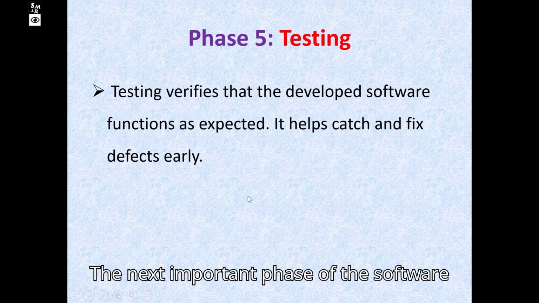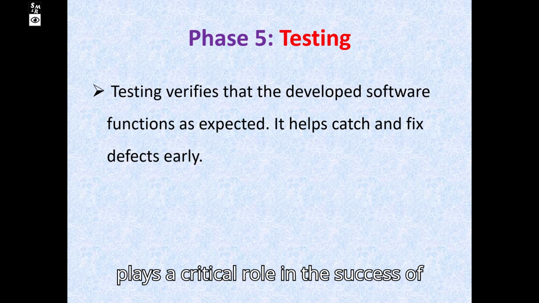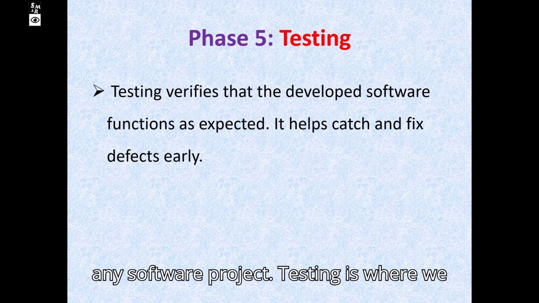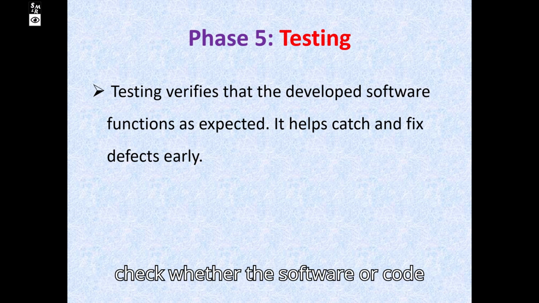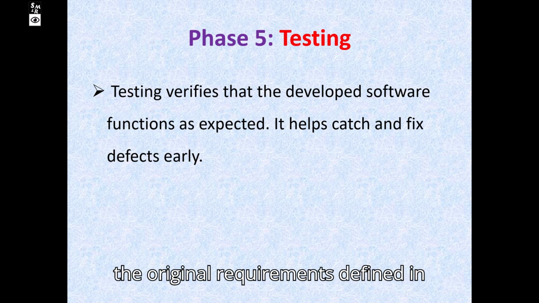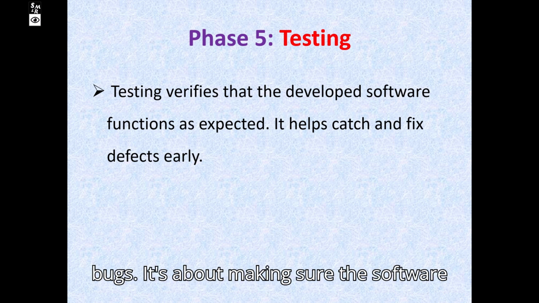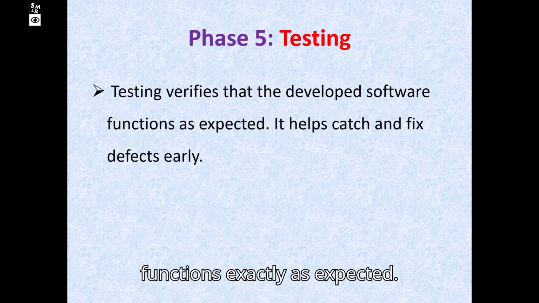The next important phase of the software development lifecycle is testing, and it plays a critical role in the success of any software project. Testing is where we check whether the software or code written by the developers actually meets the original requirements defined in an earlier stage. It is not just about finding bugs. It's about making sure the software functions exactly as expected.